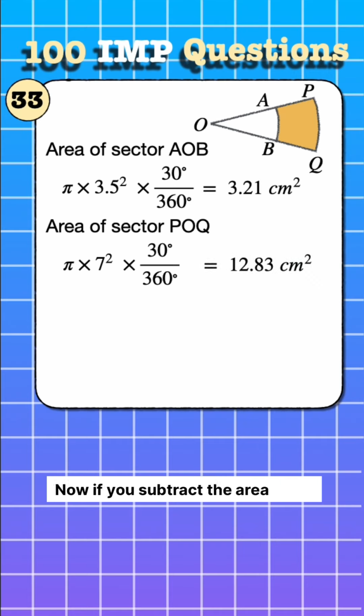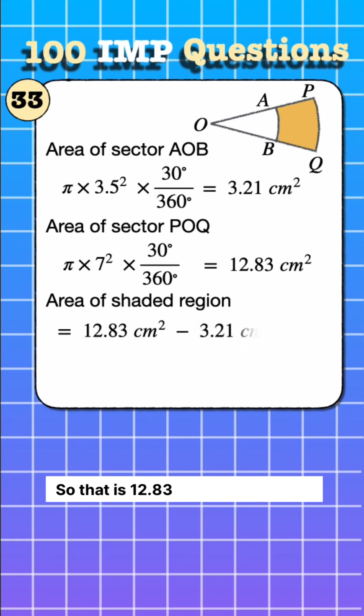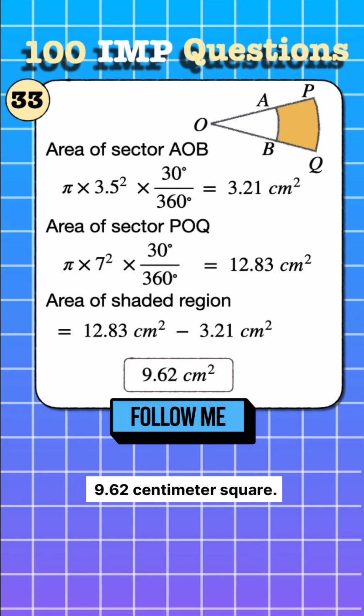Now if you subtract the area of the smaller sector from the area of the larger sector, that will give you the area of the shaded region. So that is 12.83 square centimeter minus 3.21 square centimeter. So the answer will be 9.62 centimeter square. That's it.